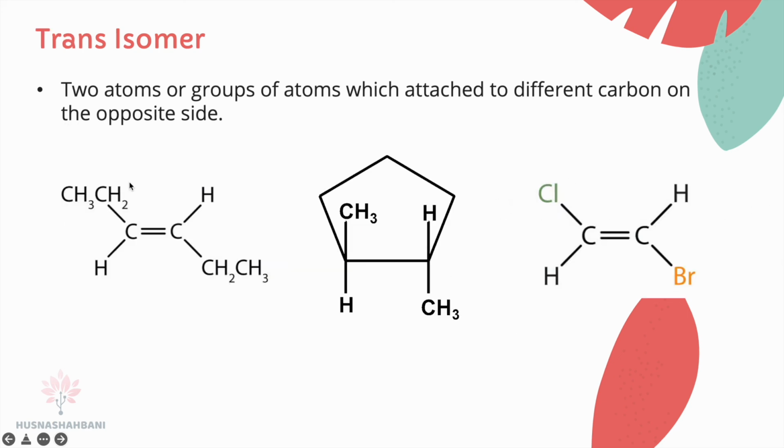Trans isomer is on a different side, on the opposite side. CH2, CH3 on top, CH2, CH3 at the bottom. Here one CH3 at the top, one CH3 at the bottom. Cl halogen on top, halogen at the bottom. So they are on the opposite side, that is the trans isomer.